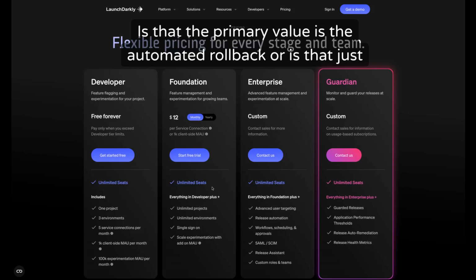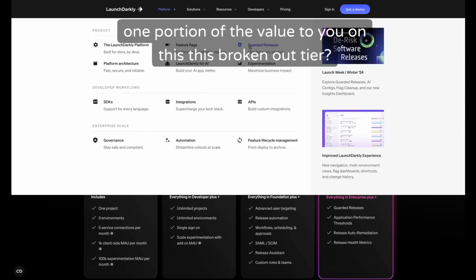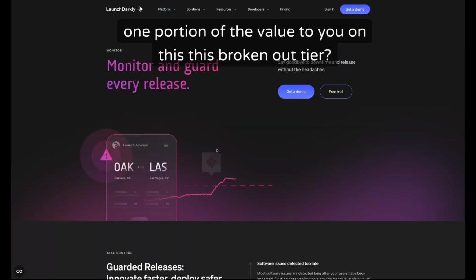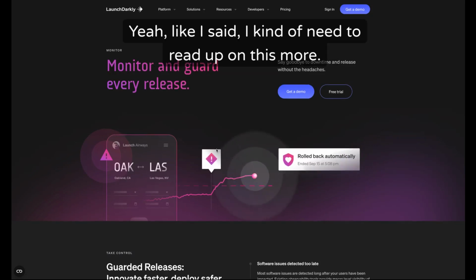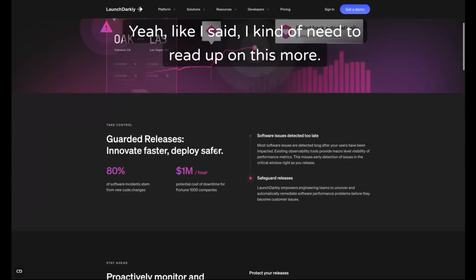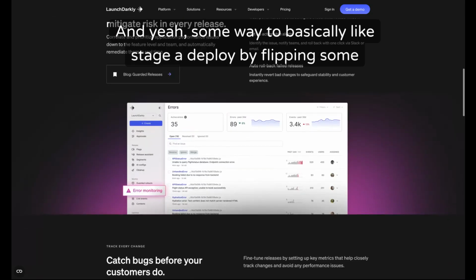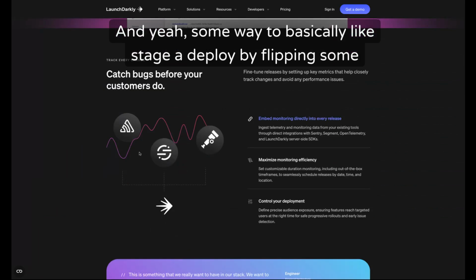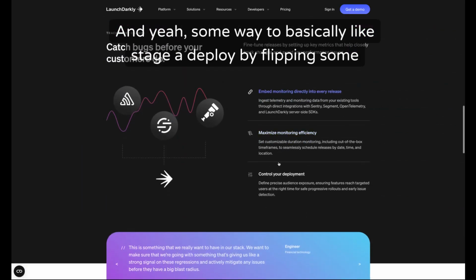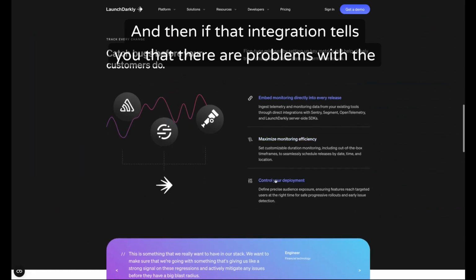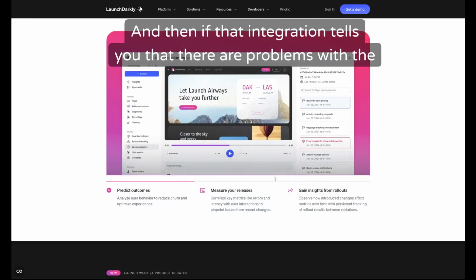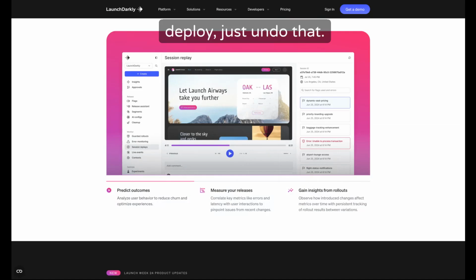Is that the primary value, the automated rollback, or is that just one portion of the value to you on this broken out tier? Like I said, I kind of need to read up on this more. What it looks like is an integration with PagerDuty and probably some other tools like that, and some way to stage a deploy by flipping some flags. And then if that integration tells you there are problems with the deploy, just undo that.